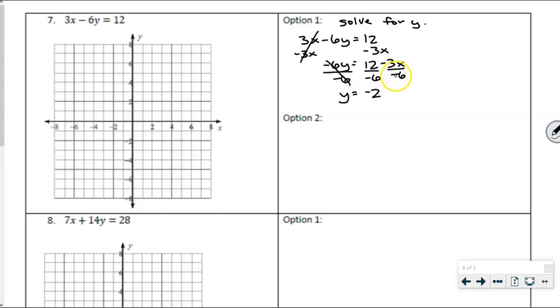Negative 3x divided by negative 6, and you have calculators, you can use the calculators. Negative 3 divided by negative 6, no, it's not positive 2, it's positive 1/2. 3 divided by 6 is positive 1/2 x. Maybe you want to make that change and flip it around so it's mx plus b, but hopefully this is enough. Can you see the y-intercept? What's the y-intercept? Negative 2. What's the slope? 1/2.